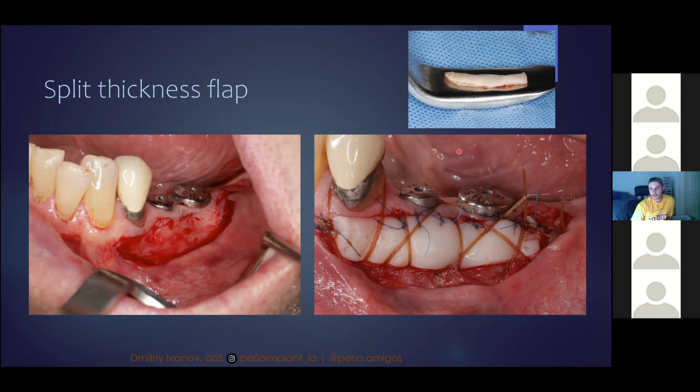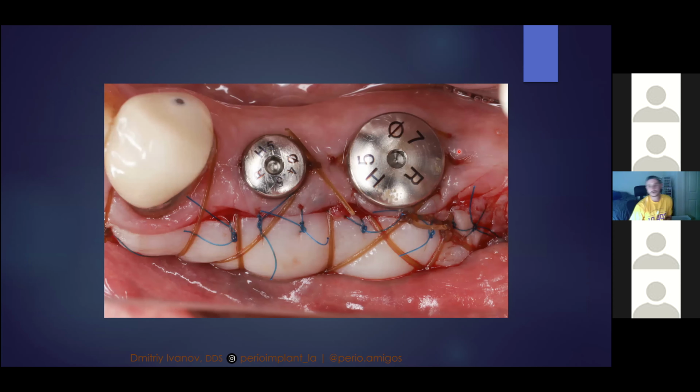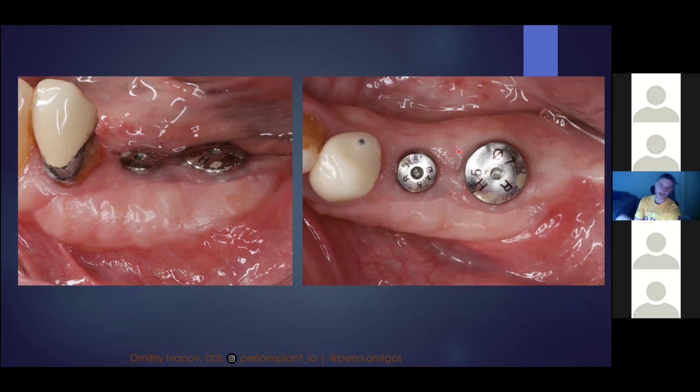So secure the graft to the bed. This is kind of an occlusal view, just showing you the width. I wanted to recreate the existing ridge width that the patient used to have maybe a while ago. And this is how we healed. I would say this is 4 to 6 weeks after the graft was done.